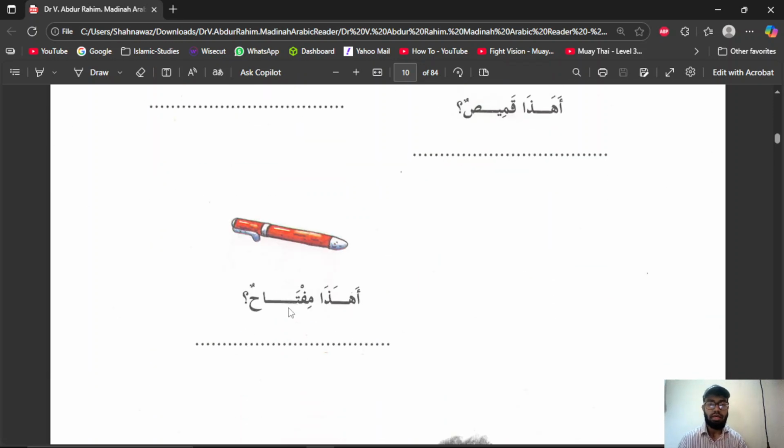Similarly, it says ahada miftahun. Is this a key? Miftahun means key. But this is not a key, this is a pen. So we say la. No. Hada qalamun. No, this is a pen.